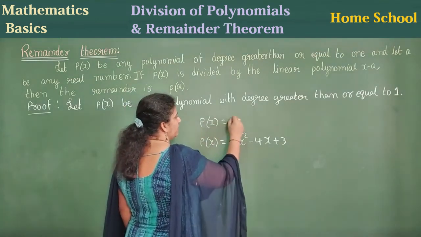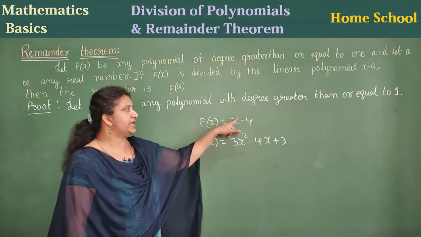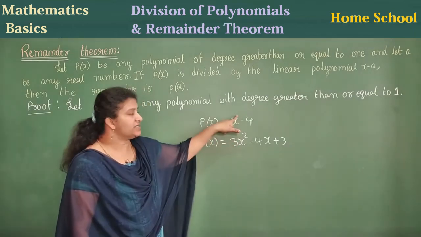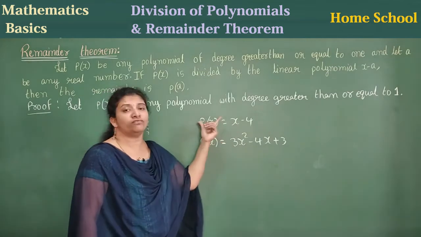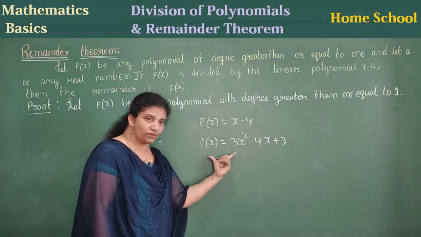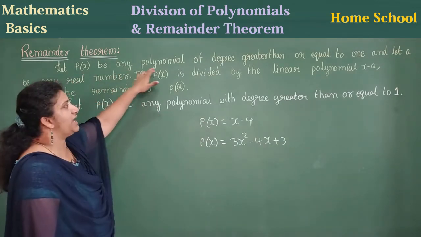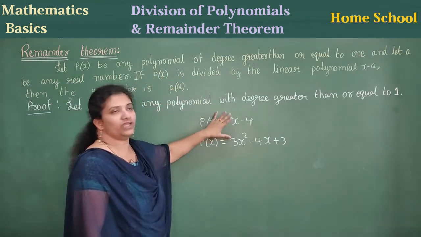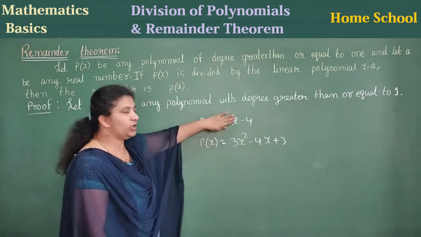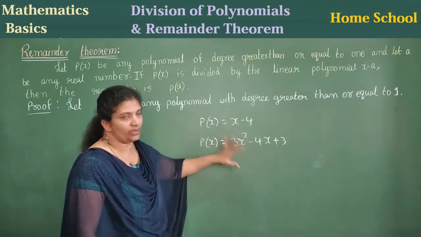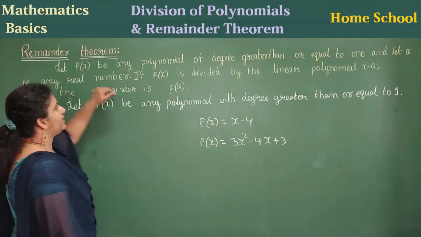Polynomial of x is equal to x minus 4. What is the degree of the polynomial? Here, what is the power you have for the variable? 1. Right? Here, the degree of the polynomial is 1 and the degree of the other polynomial is 2. So, now read the statement. Let p of x be any polynomial of degree greater than or equal to 1. I have shown you examples. And let a be any real number.